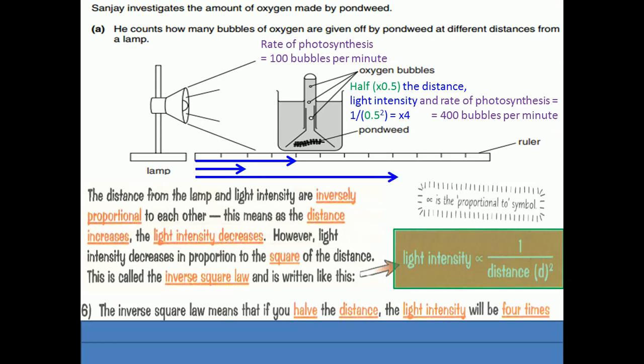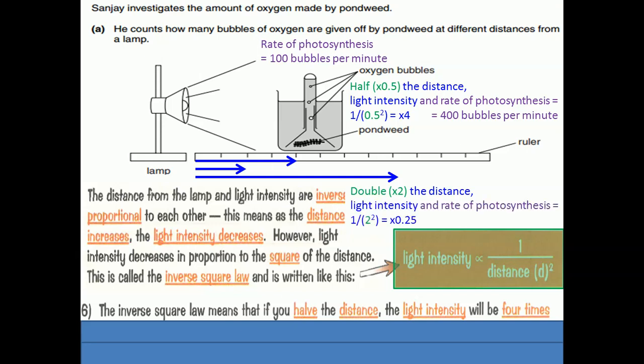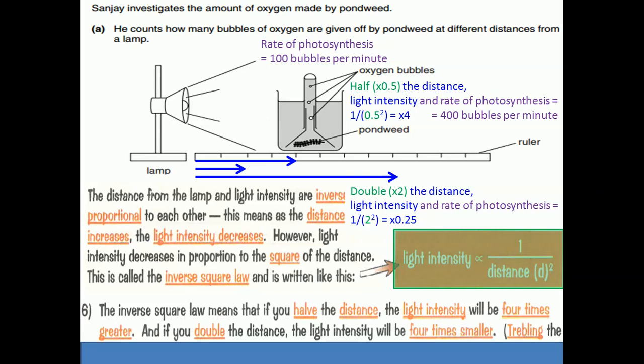In another example, if we were to double the distance, the light intensity now would be 1 over 2 squared, which is a quarter. So in other words, doubling the distance means that the light intensity is a quarter of what it was before. And since the light intensity and rate of photosynthesis are directly proportional to each other, the rate of photosynthesis is also a quarter of what it was before. So if we started off with 100 bubbles per minute and we doubled the distance from the light source, that means now it would be a quarter. So in other words, it would be 25 bubbles per minute.